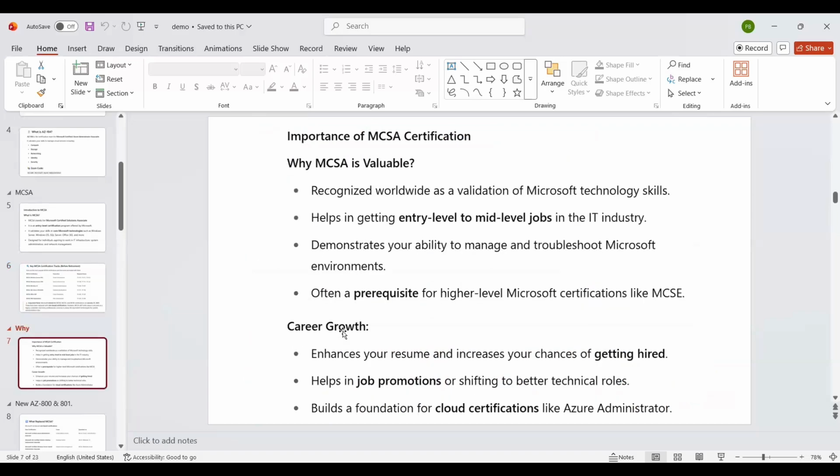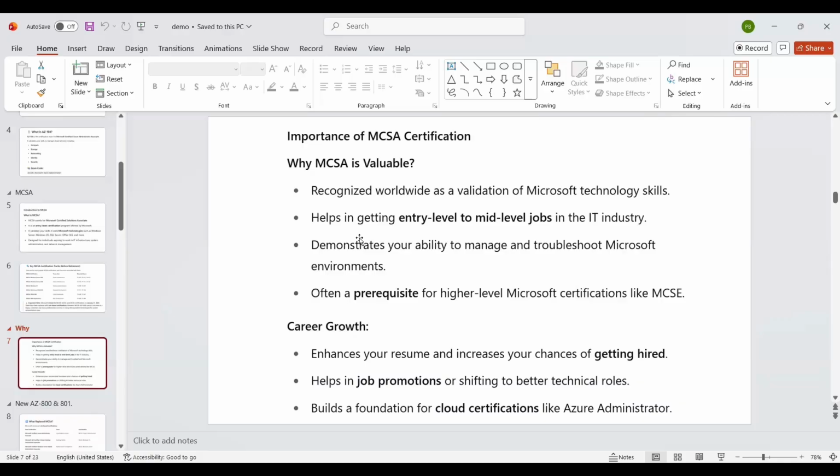So why is it important? Why is MCSA valuable, right? It is recognized worldwide as a validation of Microsoft technology skills. Because for validating our knowledge, we require a certain set of certifications or degrees, right? So when you want to validate your skills on Microsoft technologies, the server technologies, MCSA is one of the popular options available in those days.